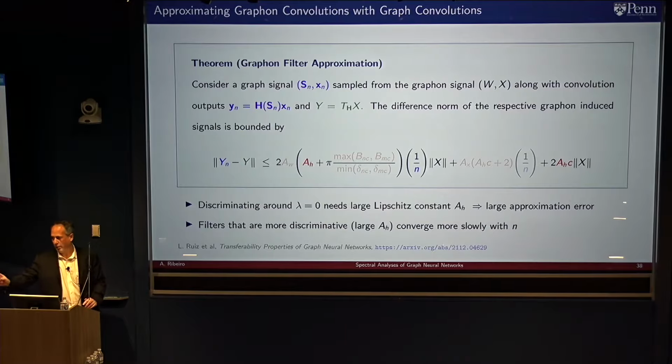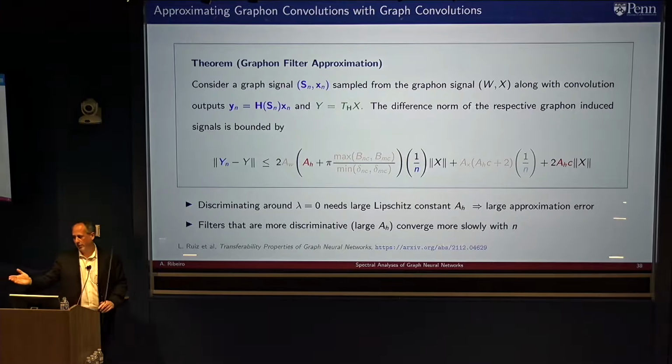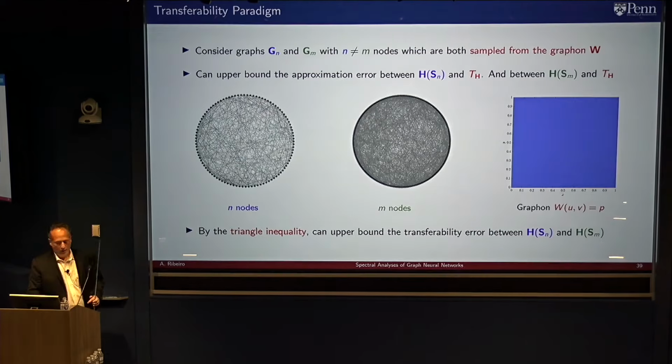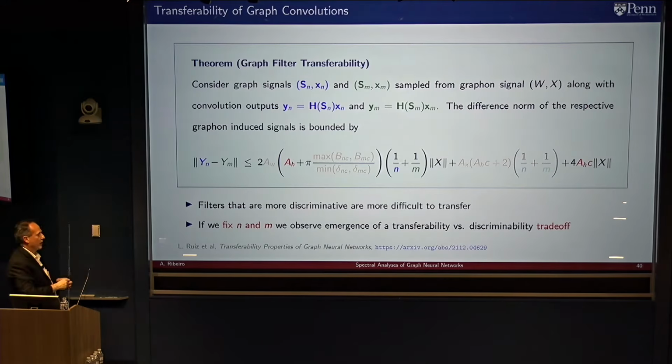Those things are associated with very small eigenvalues. Very small eigenvalues are the equivalent of high frequencies in images. So at some point, you're going to have very sharp borders that you're not going to be able to transfer, in a sense. Now, transferability is going from n to m, right? But of course, this is a triangle inequality, and this is the theorem that we call transferability. It has a 1 over n plus a 1 over m, and that's literally because of the triangle inequality.